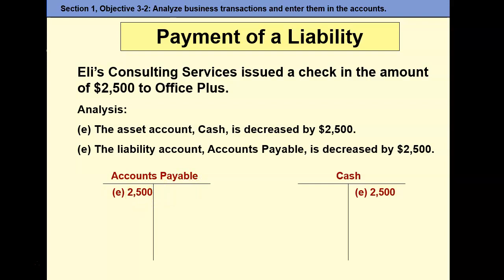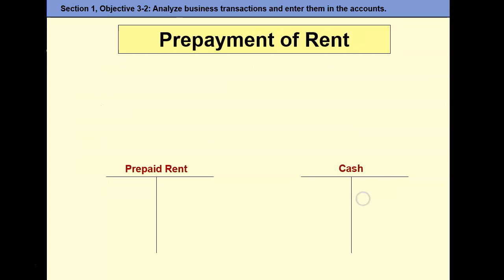For every business transaction, at least one account has to be debited, at least one account has to be credited, and the amount of the transaction must balance. The total amount debited must always equal the total amount that was credited.